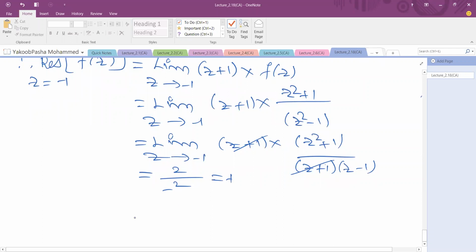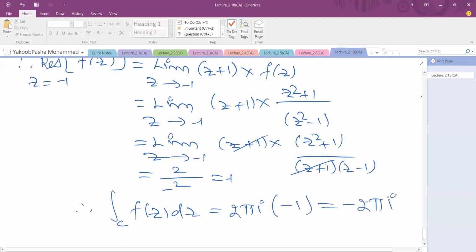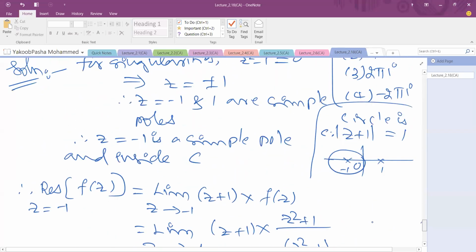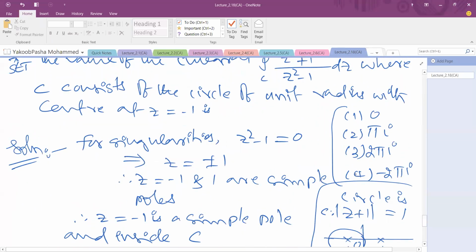So it is -1. Therefore, integral over C f of z dz is equal to, by definition of residue, 2 pi I into -1. So that is equal to minus 2 pi I. Okay. So fourth option is the right option. Okay. Next, I am taking another problem.